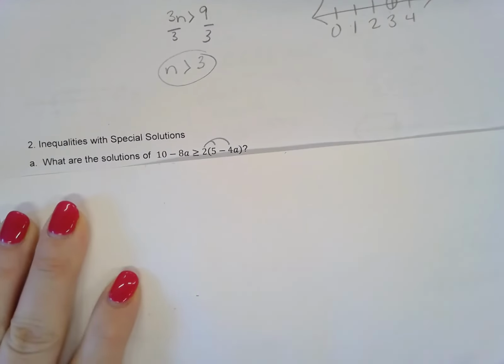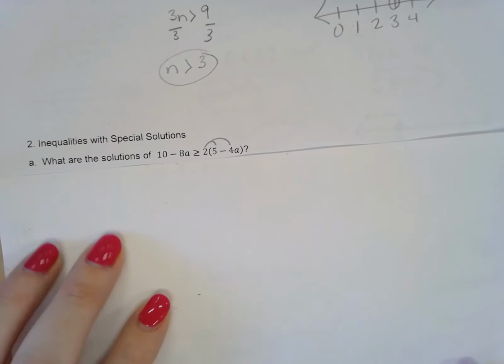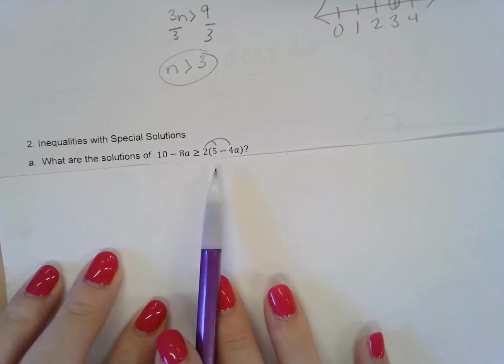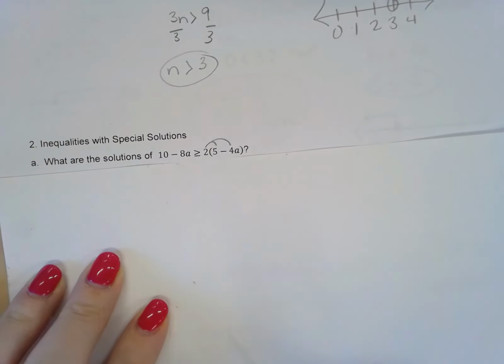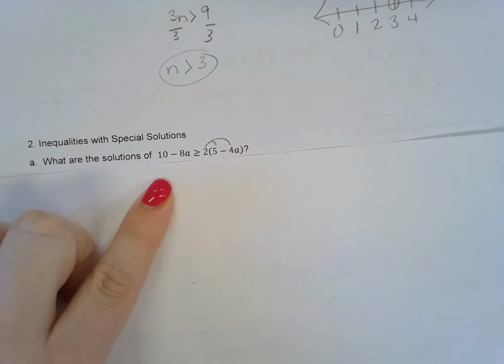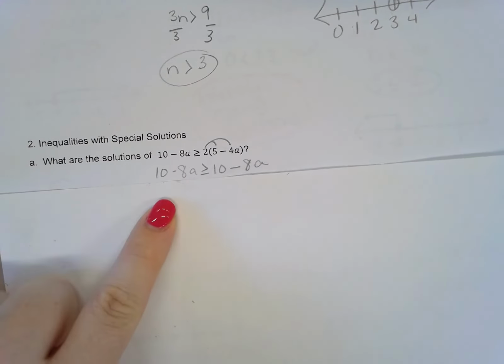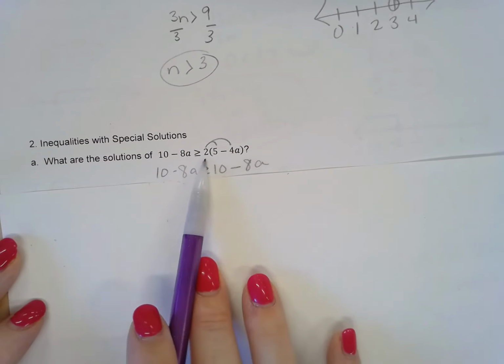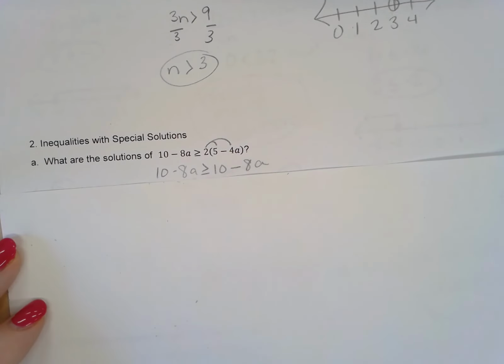Problem 2 says what are the solutions of 10 minus 8a is greater than or equal to 2, and then parentheses 5 minus 4a. First thing I'm going to do is distribute the 2 to this parenthesis. So the left side of the inequality is going to stay the same. 10 minus 8a is greater than or equal to 10 minus 8a. Okay, because 2 times 5 is 10, and 2 times 4a is 8a.